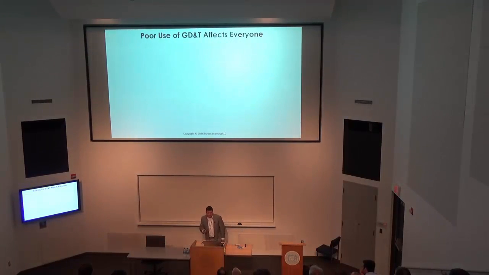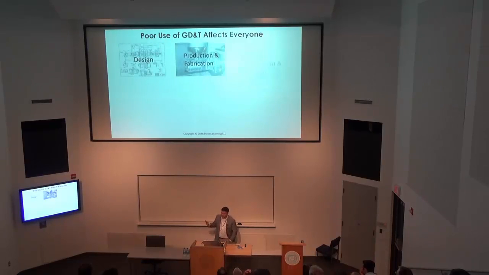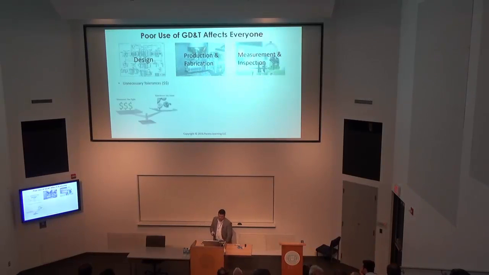Poor use of GD&T affects everyone: design, fabrication, measurement, and inspection. Just like I said, unnecessary tolerances add money to the design side. But not having enough control means your function is not fulfilled, and that's even worse.